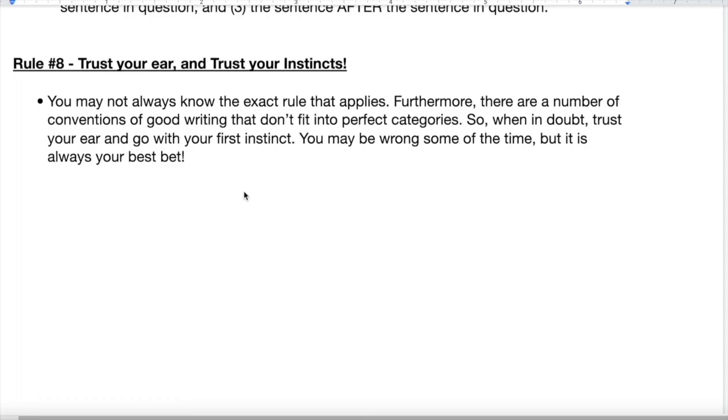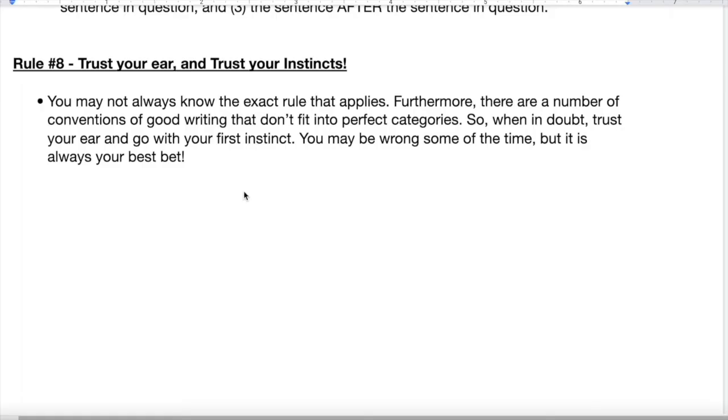So when in doubt, trust your ear and go with your first instinct. You may be wrong some of the time, but it is always your best bet. This is especially true when you can't identify the rule. You're like, I don't know what they're testing me on here, but these two answer choices sound terrible. Get rid of them if they sound bad. Very rarely, I'm not sure ever, is the right answer choice going to sound really bad. Sometimes the wrong ones sound okay. But if it sounds bad, get rid of it. And then if you're torn between two answer choices, just go with your first instinct.